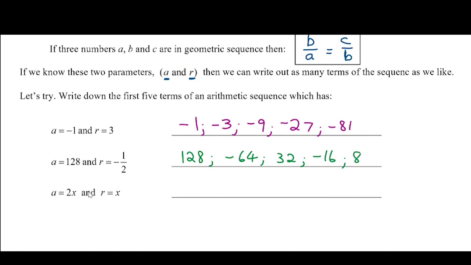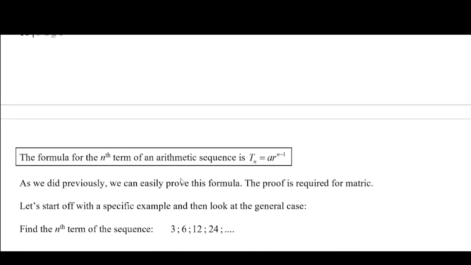This one, A equals 2x and R equals x. 2x, the next term would be 2x squared, we're multiplying by x. Then 2x cubed, then 2x to the 4, and then lastly 2x to the 5. Okay, so very, very straightforward.